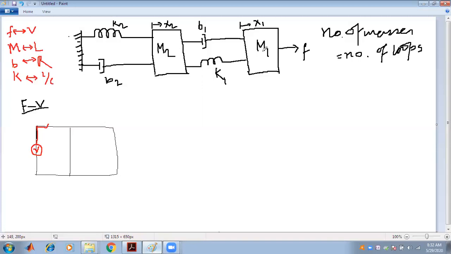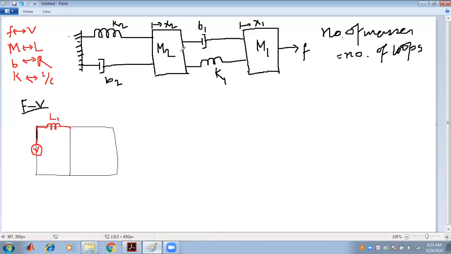So here mass M1 must be replaced by the inductor L1. So draw inductor L1 first. That is, M1 is replaced by L1.